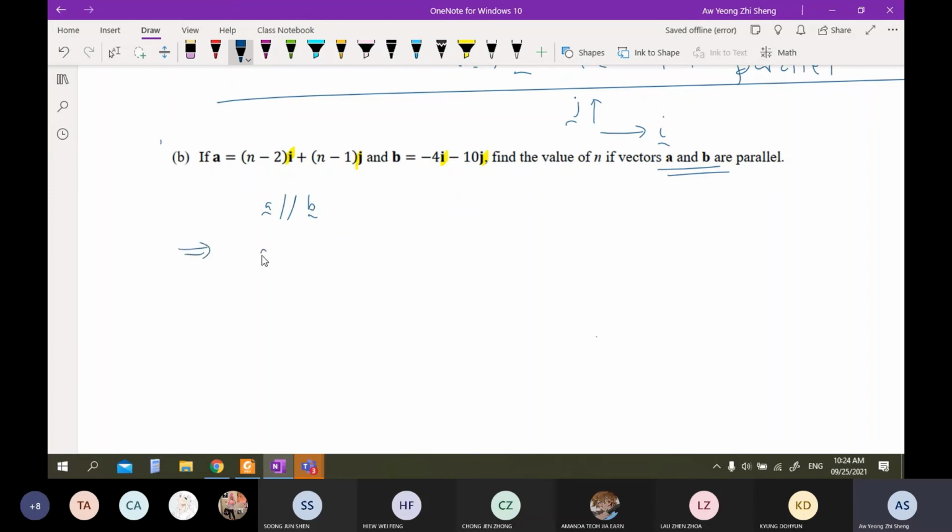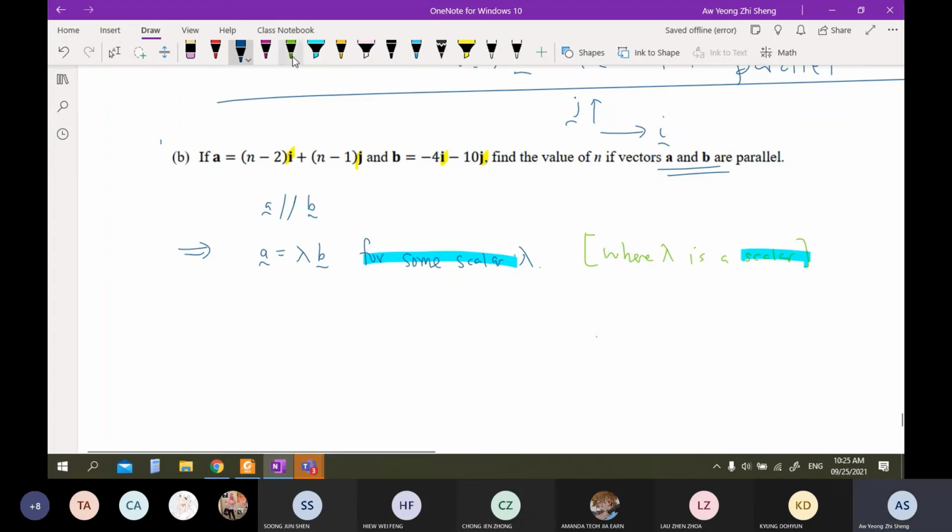This means A is equal to lambda B, for some scalar lambda. I would encourage you to write the words for some scalar lambda, or alternatively, you can say where lambda is a scalar. If you forget to mention it, it is actually not too bad, but it will be better, because you're introducing a new symbol there. So it would be good to specify that the new symbol is a scalar and not a vector.